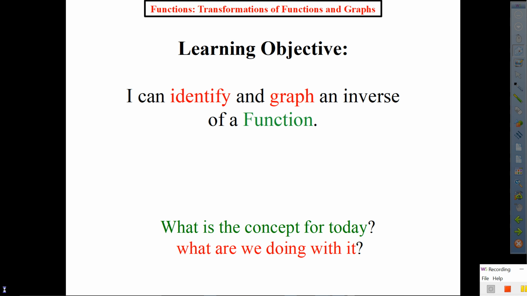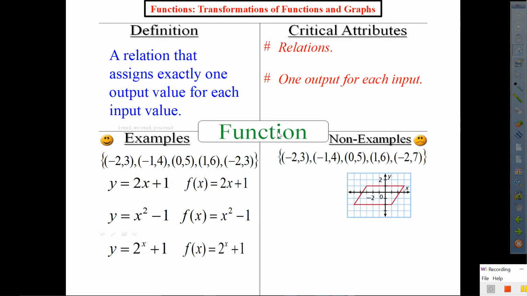So, function. Tell your neighbor a definition in your own words of a function. Something like that. We don't have to make a Frayer model. All right. Pretty good. I heard relation and one-to-one or something like that. Yes? All right. Good. Very good. Yeah, you guys are on the ball.